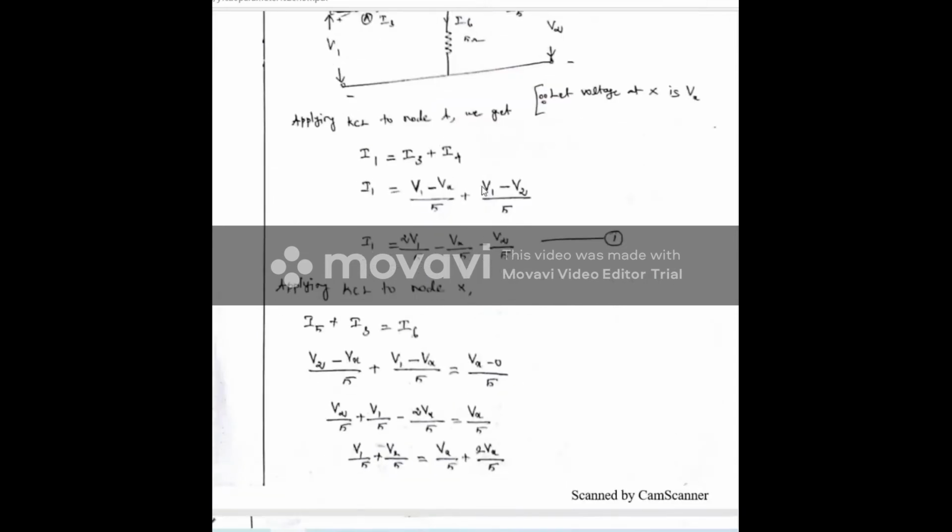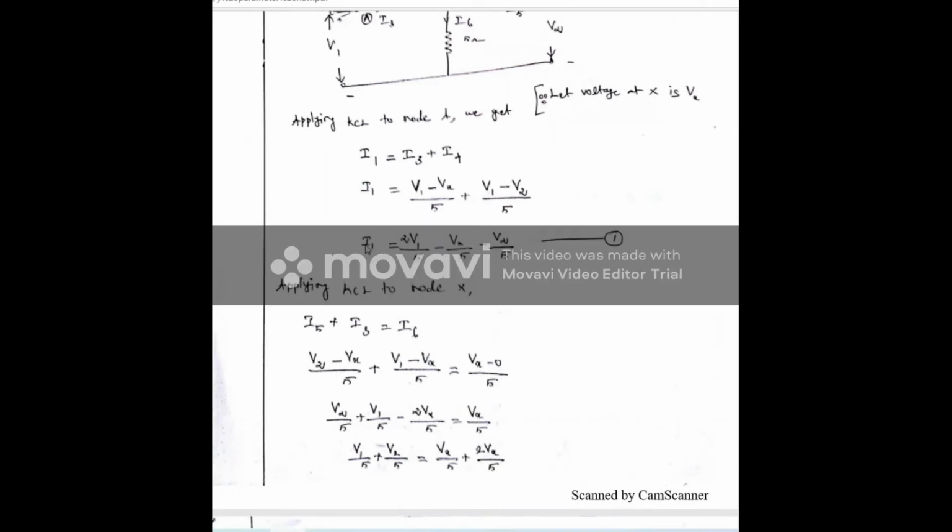Okay, so you'll just rearrange that one. So V1 by 5 minus Vx by 5, V1 by 5 minus V2 by 5. So you combine the V1 term. So I1 is equal to this one. So you see this equation. In this equation, I1 has a V1 term, a V2 term, and additionally a Vx term. But we want the I1 equation in terms of V1 and V2 only. So we have to eliminate this Vx value.